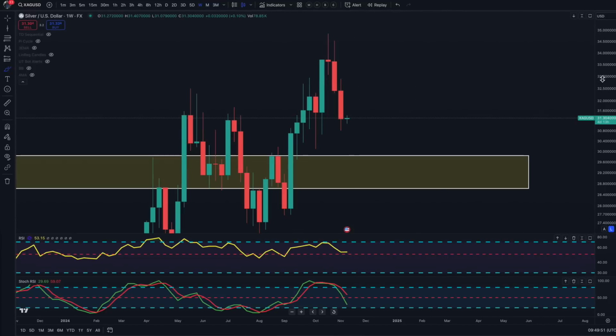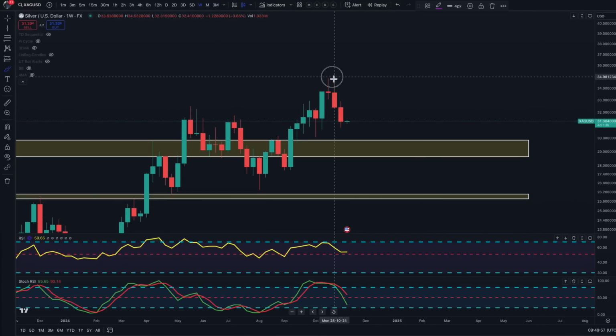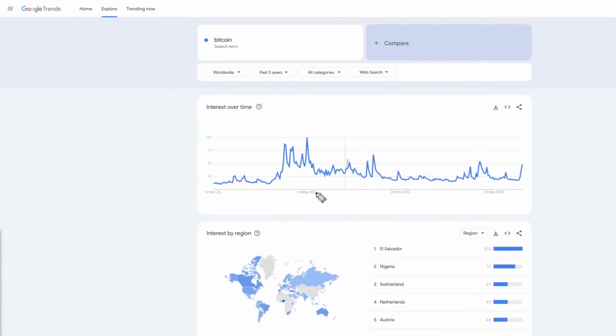And once again, on the weekly chart, we're getting this bearish candle right at the top, and this is now bringing the price for silver back towards the support levels one more time. So once again, the gold and the silver have a strong correlation with each other, and both are having some sort of a correction.